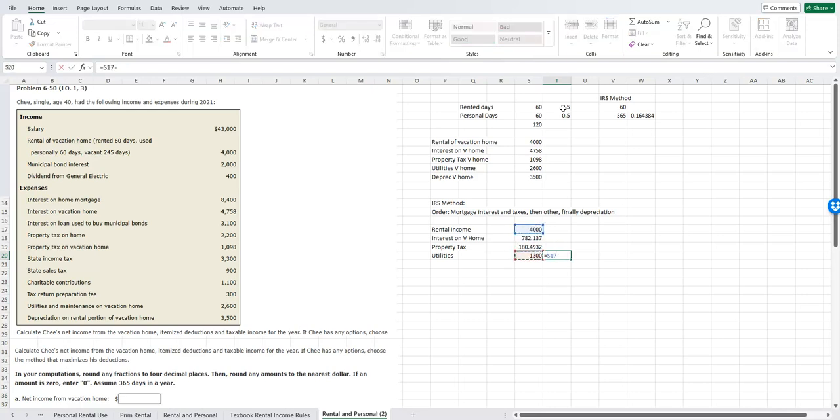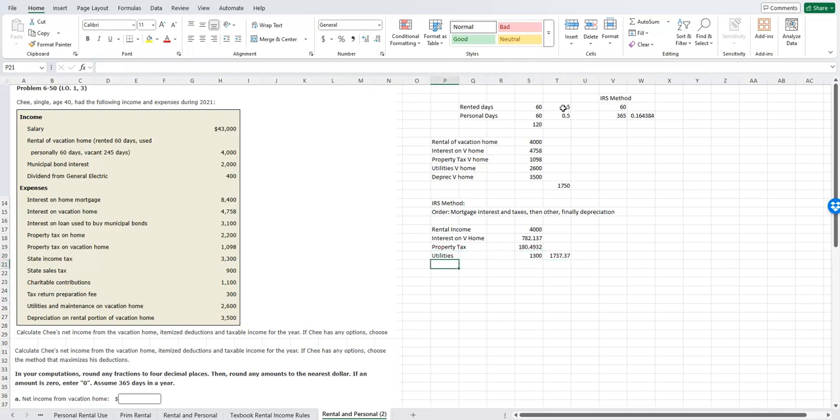And then I need to wait and see if I'm at a loss yet. So I've got 4,000 minus my deduction for the interest, minus my deduction for property tax, minus my deduction for utilities. Right now I'm at 1737. I can't go below 0. So even though I might want to depreciate more, let's see how much depreciation I have. 3,500 times 50% is how much I want to do. 1750, but I can't do 1750.